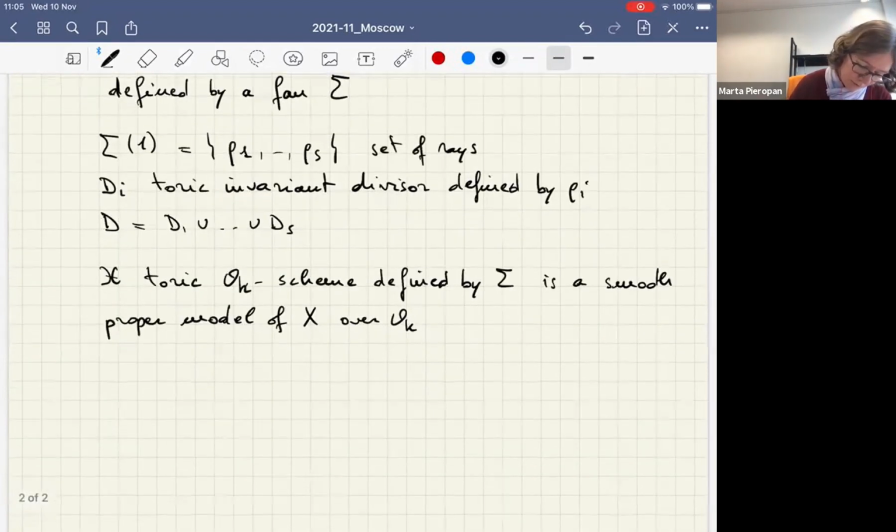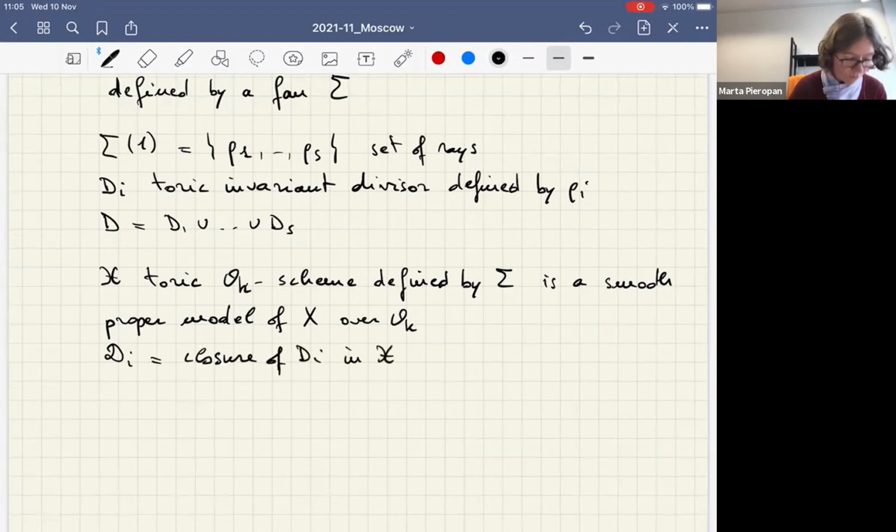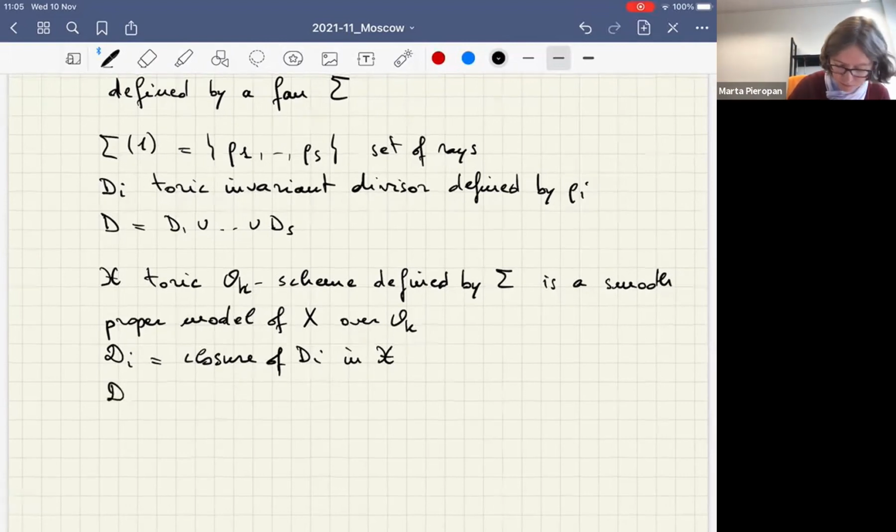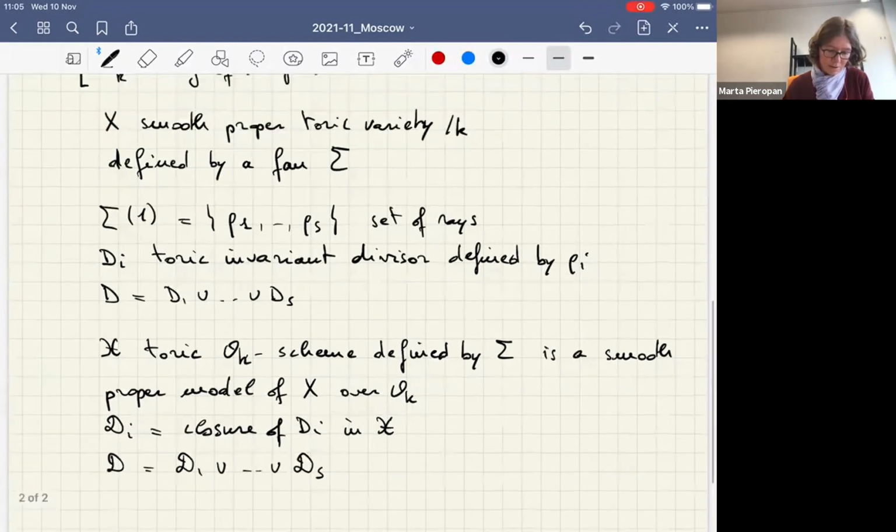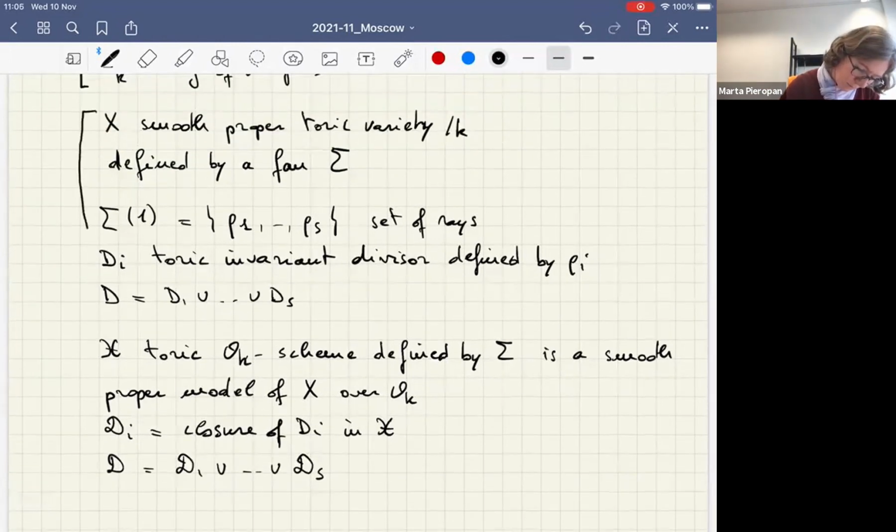On this model, we also are going to consider curly D_i, which is the closure of the D_i in the model. Or if you want, this is the toric invariant divisor in the toric O_K scheme defined by this fan sigma. And I'm going to also have curly D, which is just the union of the curly D_i's. So D_1 union up to D_s. It's a lot of notation, but this is my geometric part of the setting.